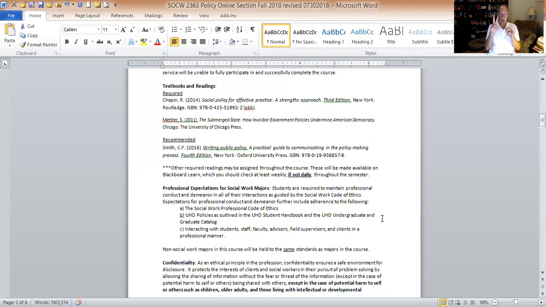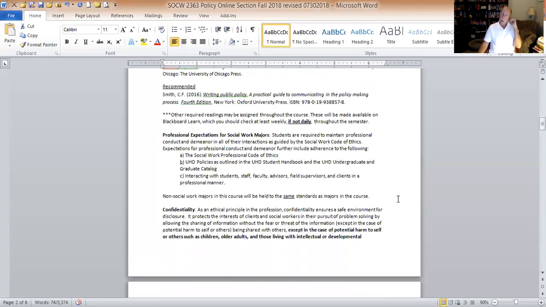Okay, that's number 1. Number 2, the Mettler book, The Submerged State. We will have a discussion on this in the online course. The discussion questions will be through the discussion board. In the face-to-face class on Wednesday afternoons, we'll do discussion of the questions in class itself. So 2 books, both of which you should be able to pick up on the used market.